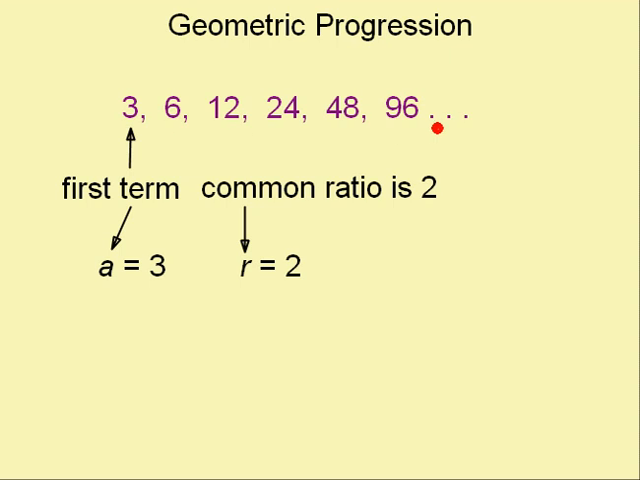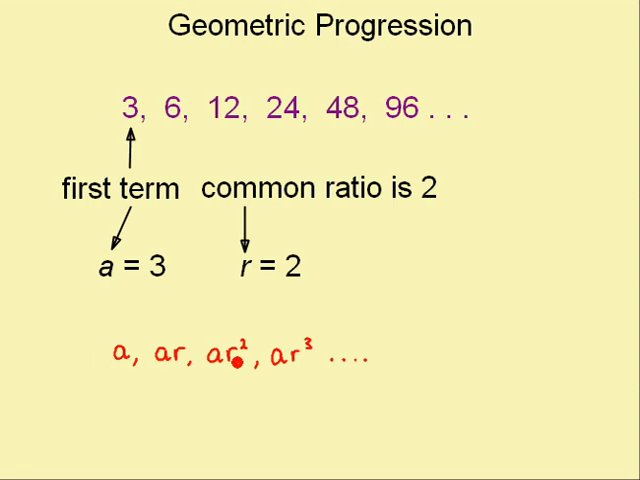Now I'm going to write the sequence in terms of a and r. So the first term here was just a. To get to the next term, I multiplied by 2, so I multiplied a by r. So the second term is ar. To get to the next term, I multiplied by another 2, so that's another r. So I've got a times r again, and that's ar squared. Then to get to the next term, I multiply by another r, so I've got ar cubed, and so on.